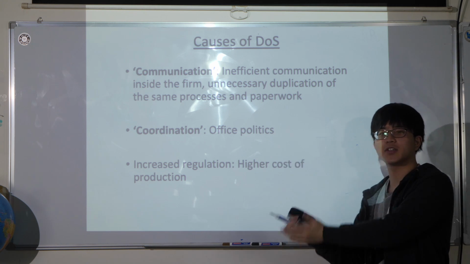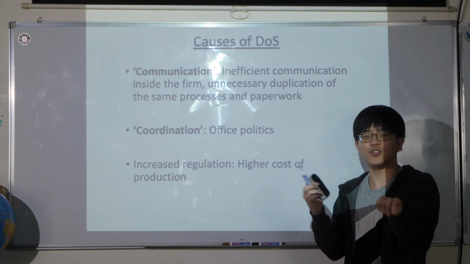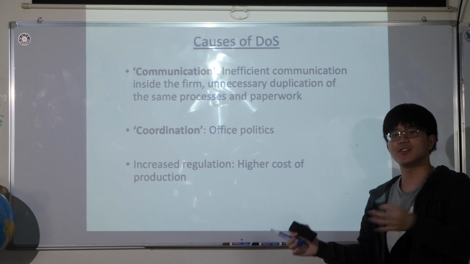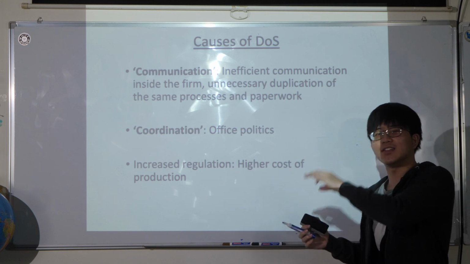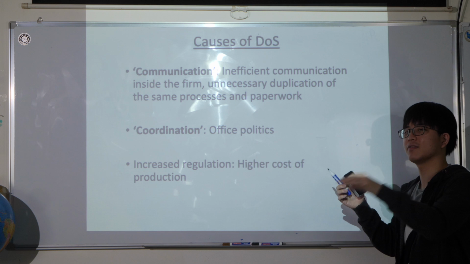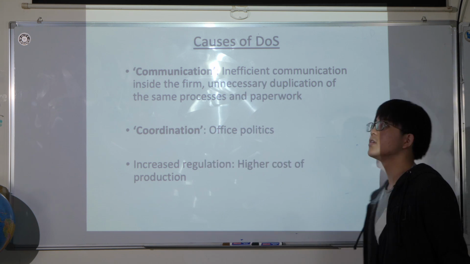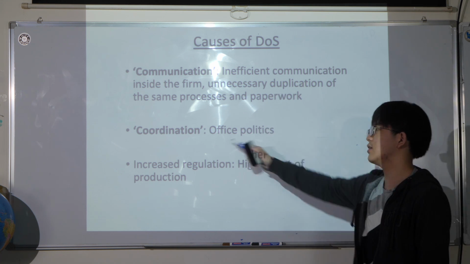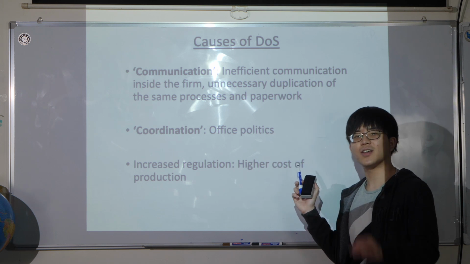Because we have 10 principals and each principal will be like, hey, it should be my work. It is not principal B's work, you know? So they will want the signature of every principal, and this will be extremely inefficient, right? And it really happens in real life, in your companies. That's the problem of communication, which causes diseconomies of scale. And the second one is coordination, which is office politics. So like we have Mr.